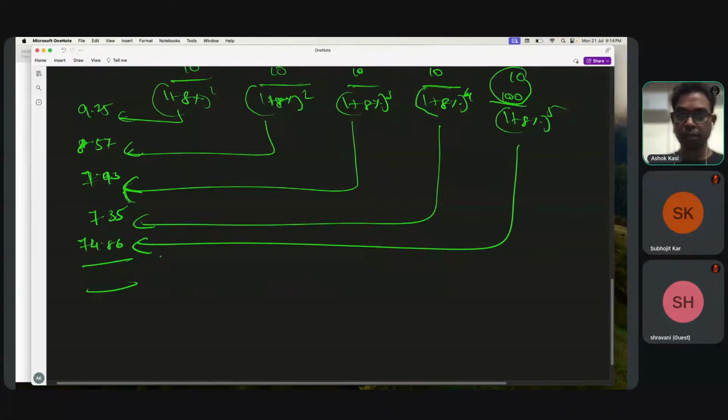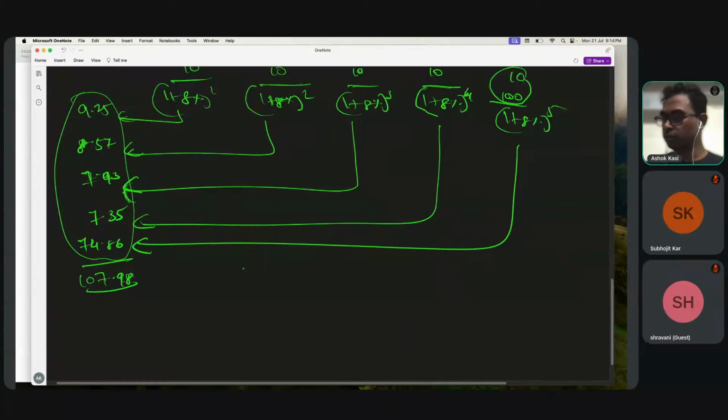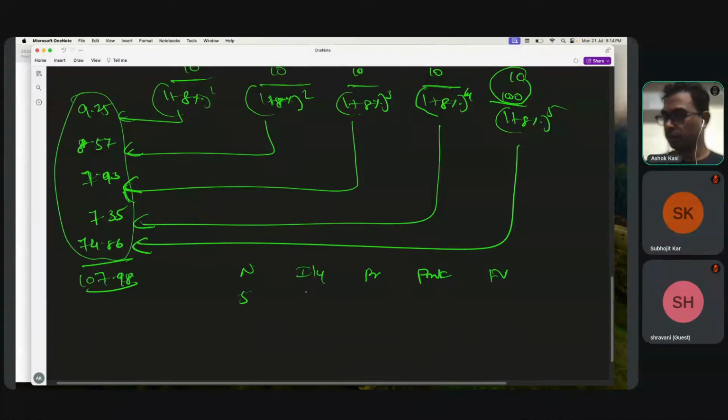Shravani, are you speaking? No, sir. How much is this? 107.98. Yeah, 107.99, that is fine. Now you use the shortcut method also and check. N is 5, IY is 8, payment is 10, future value is 100. Yeah, it's the same.